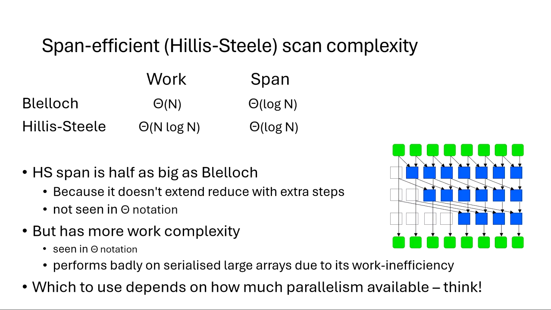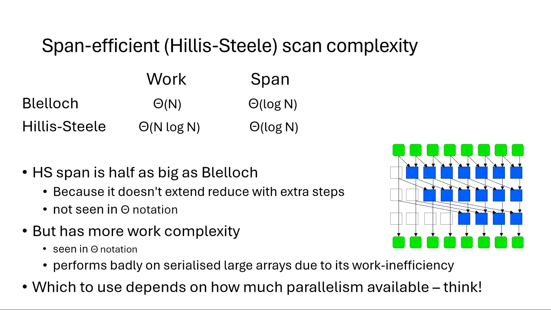You can see Hillis-Steele has more work than Blalock. So this measure does show up in the complexity theory. It has a lot more work than Blalock. So if you care about total work, maybe this is not the algorithm for you. Choosing between these algorithms is not completely straightforward. Right? Sometimes you want to minimize the total work, sometimes you want to minimize the span. And it really depends.